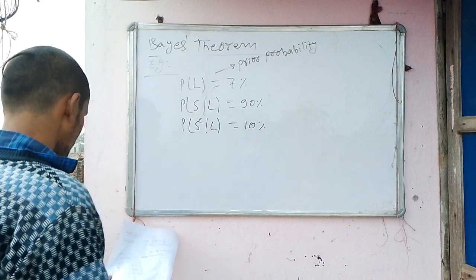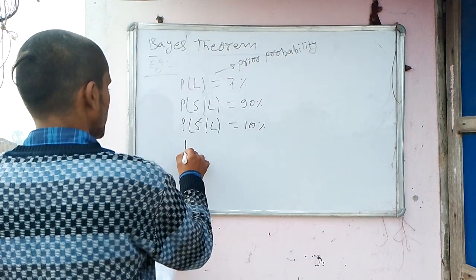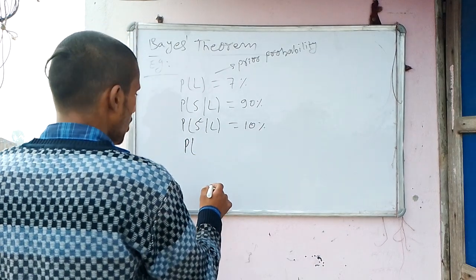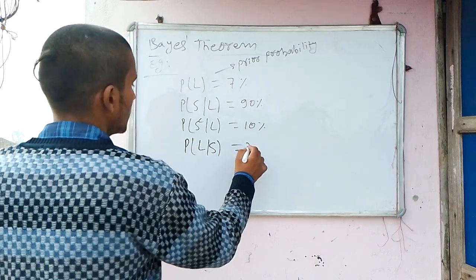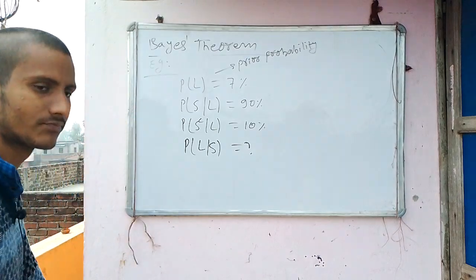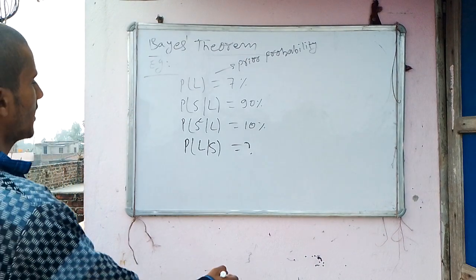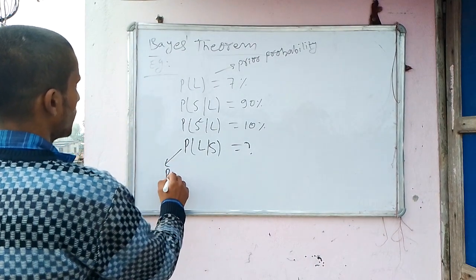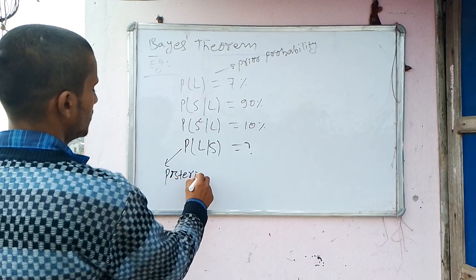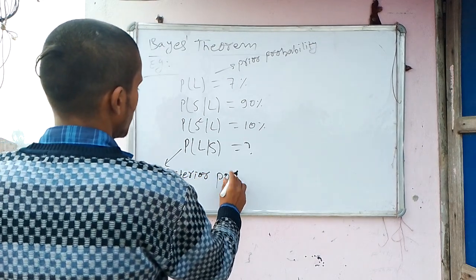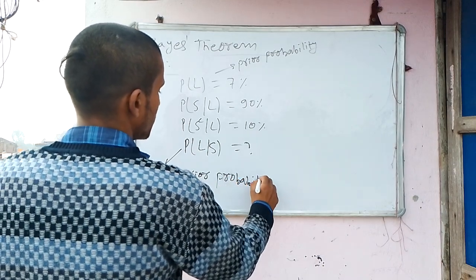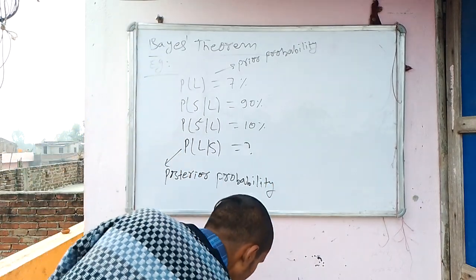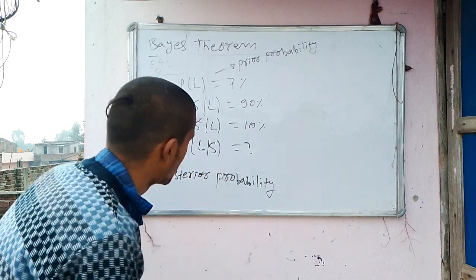And the next thing, nothing is given, so you have to find out the probability of having lung disease given that the person is a smoker. This is known as the posterior probability. So why is one known as posterior and one as prior probability?